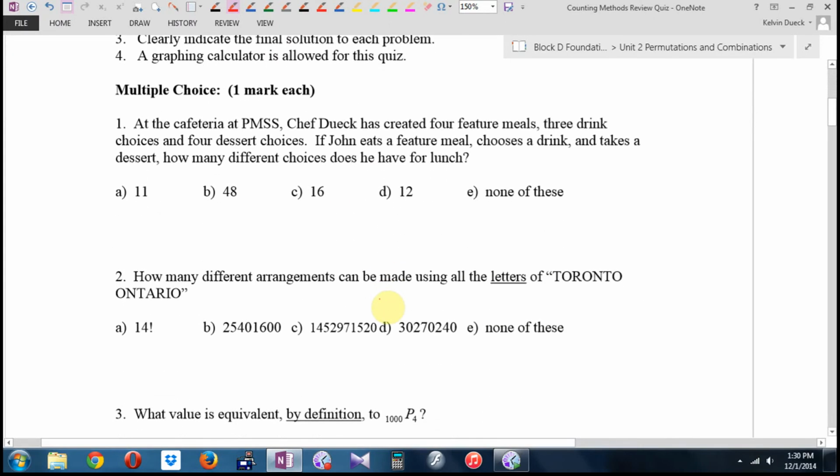The test also is going to go approximately in the same order that I taught you. So number 1 on your test is going to be fundamental counting principles. At the cafeteria, Chef Dueck created 4 feature meals, 3 drink choices, and 4 dessert choices. The answer is B. Yes? Yeah, I didn't have lunch. This was a bad question to put on here because I'm starving.